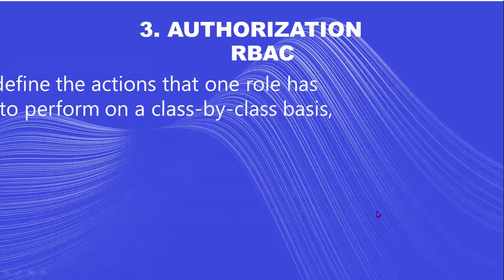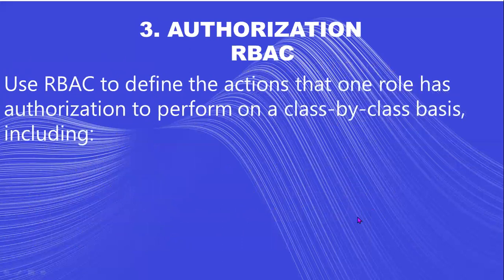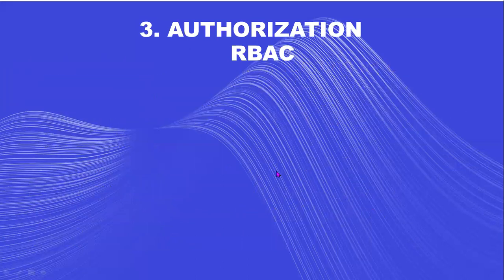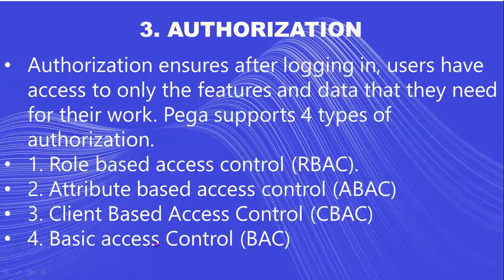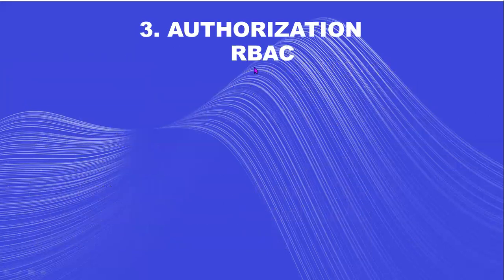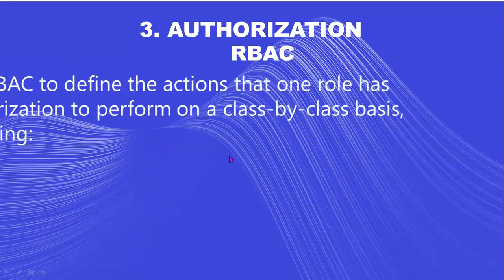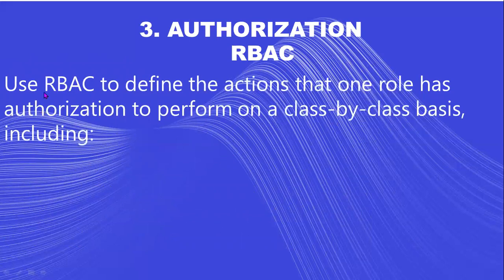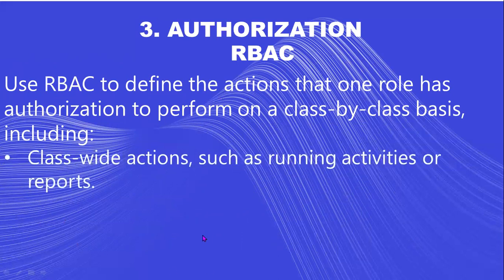And authorization through RBAC. So what is RBAC? As I just told you, that is the role-based access control. So how can we implement this role-based access control? We can use RBAC to define the actions that one role has authorization to perform on a class-by-class basis, including class-wide actions such as running activities or reports.